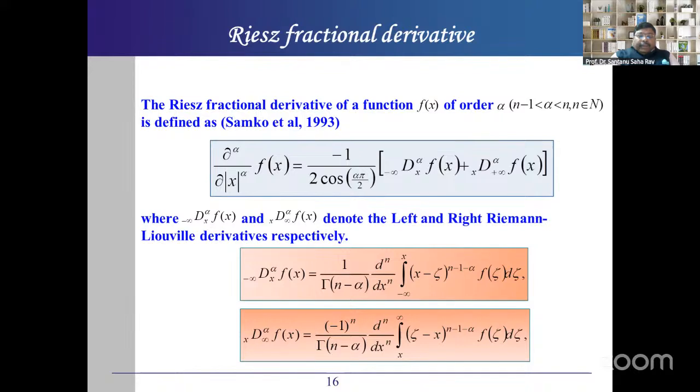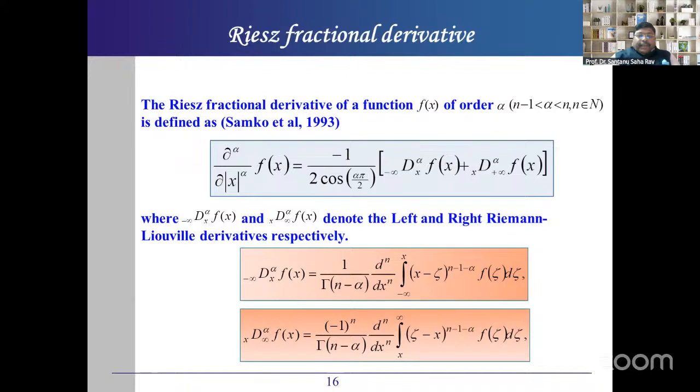The Riesz fractional derivative can be expressed as a linear combination of the left Riemann-Liouville derivative, this one, and the right Riemann-Liouville derivative, this one. And what is the advantage of this? This considers the two-sided derivative, the left Riemann-Liouville and right Riemann-Liouville derivative. And here the domain is minus infinity to plus infinity, and the initial condition is not required. This is also an advantage of the Riesz fractional derivative.